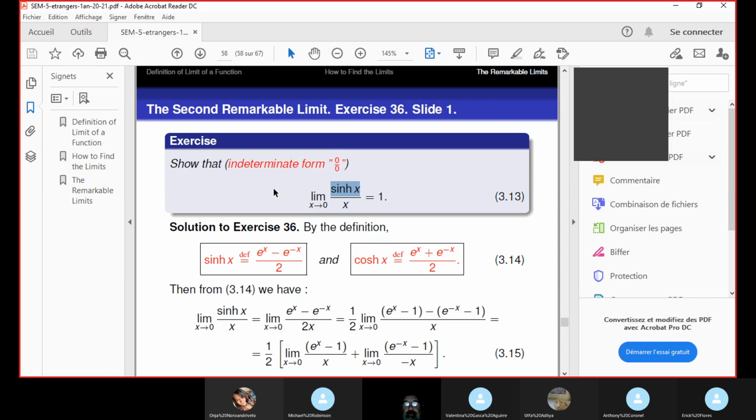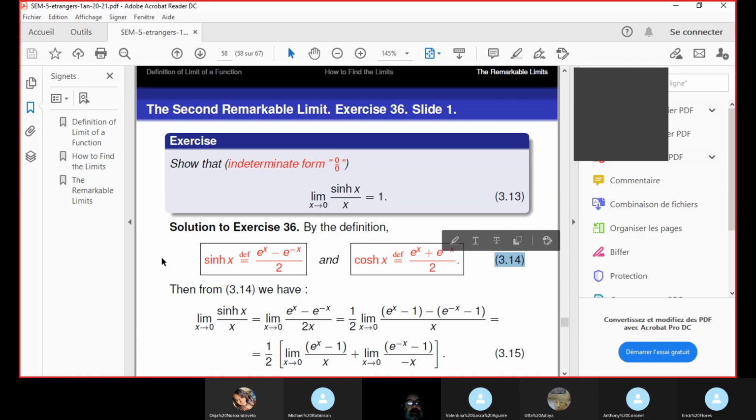So by the definition, here in 3.14, you have that this hyperbolic sine of x is e to the power x minus e to the power minus x over 2. It is exactly the definition of this function. Okay? Nothing else. The definition of the function hyperbolic sine of x is as follows. The first formula in 3.14.